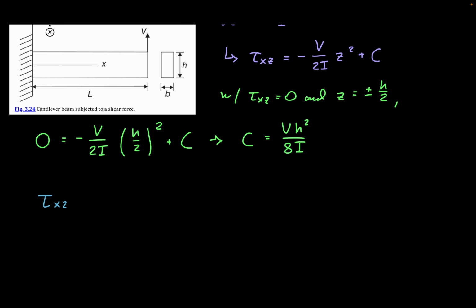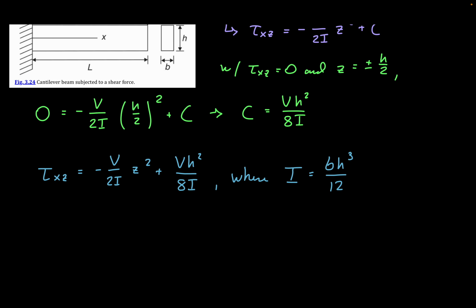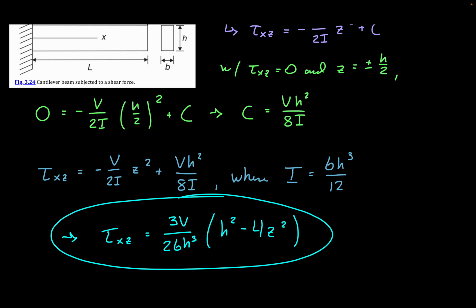So now we can replace C. We get tau xz is equal to negative V divided by 2I times z squared plus the constant C, which was V times h squared divided by 8I. And now here, I is our moment of inertia, which for a beam of this structure is going to be equal to b times h cubed divided by 12. So in the end, we get tau xz equal to 3V divided by 2bh cubed times (h squared minus 4 times z squared). And we are done.